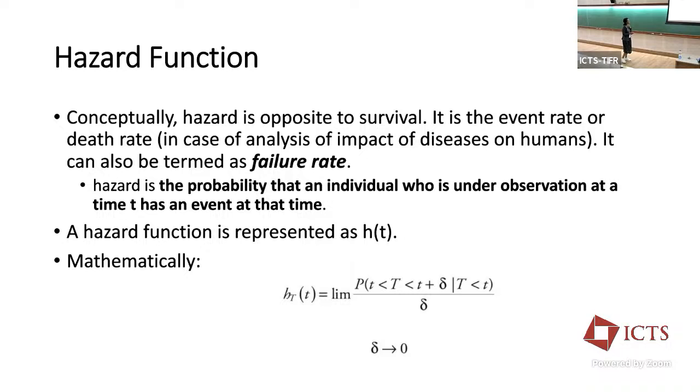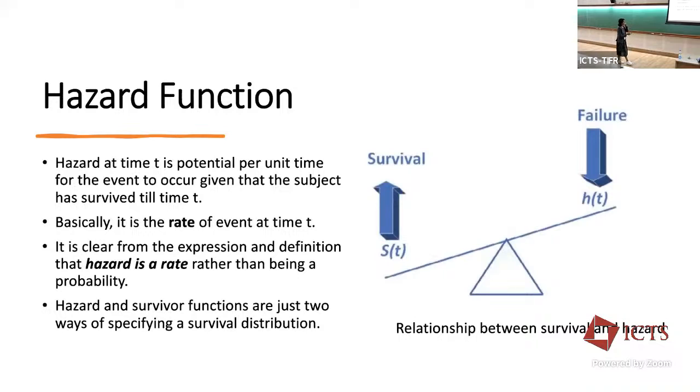Hazard is the probability that an individual who is under observation at time t has an event at that time. So the hazard function is represented as follows. You'll see here that something happened between t and t plus delta, where delta is very small. Within that short span of time, an event occurred. Delta must be very small. The event should occur in a very short time between t and t plus delta. So mathematically, that's the formula.